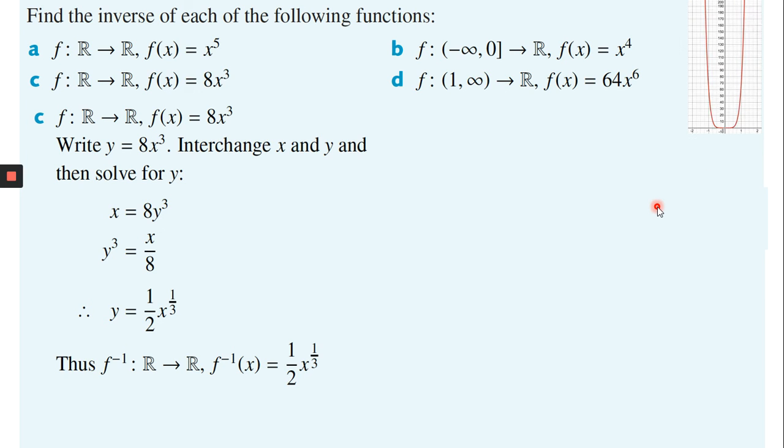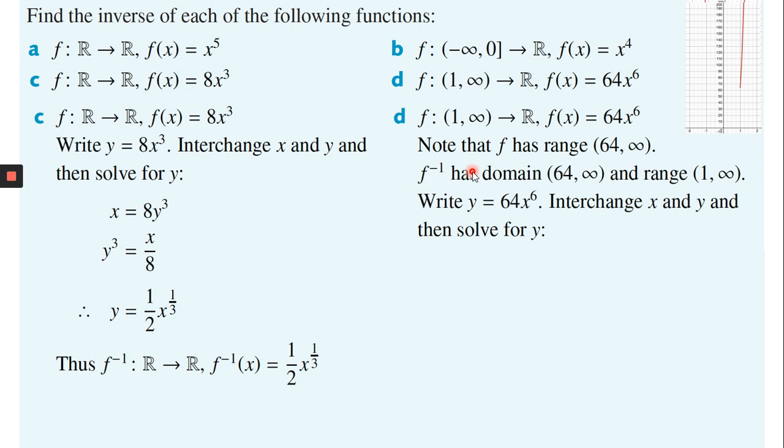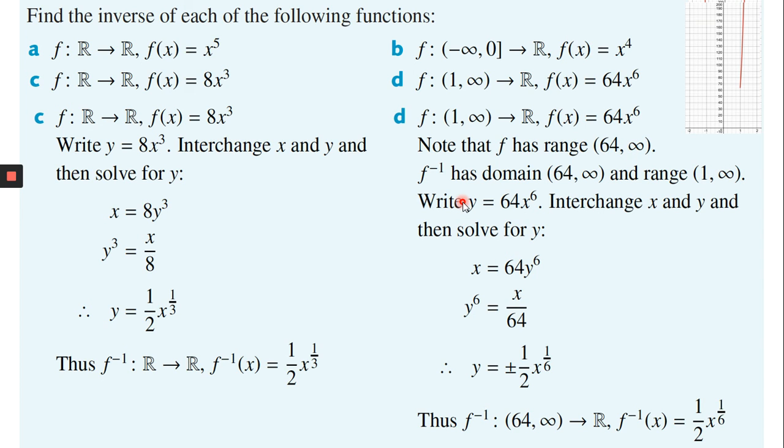You wouldn't know that it was part of a power to the 6 graph. So it just looks like a straight line. So because we've drawn the graph, we now know that the range is 64 to infinity. So obviously that's going to come in handy when we're working out our inverse function. So we know that the inverse function is going to have a domain, which is the range of that one, and a range, which is the domain of that one. Solve it. That's the easy bit, solving it, isn't it? And we get half x to the power of 1/6.